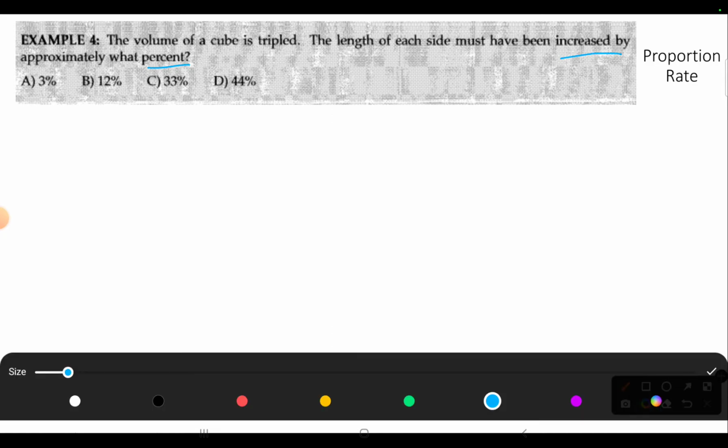Good day. The volume of a cube is tripled. The length of each side must have been increased by approximately what percent? Let's draw our cube with side A, and the volume will be A cubed.